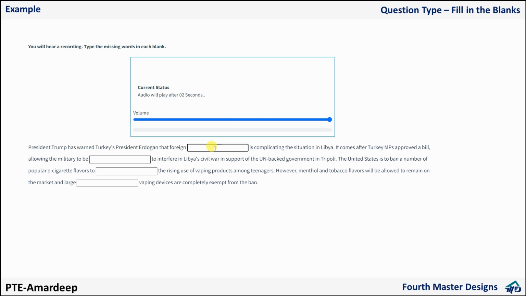President Trump has warned Turkey's President Erdogan that foreign interference is complicating the situation in Libya. It comes after Turkish MPs approved a bill allowing the military to be deployed to intervene in Libya's civil war in support of the UN-backed government in Tripoli. The United States is to ban a number of popular e-cigarette flavors to curb the rising use of vaping products among teenagers. However, menthol and tobacco flavors will be allowed to remain on the market, and large refillable vaping devices are completely exempt from the ban.